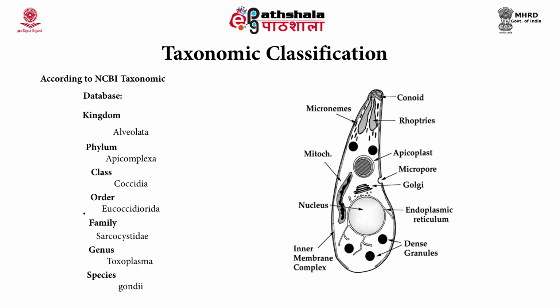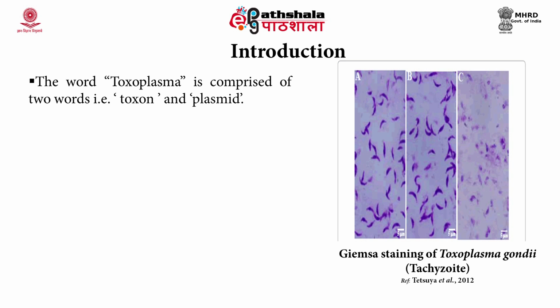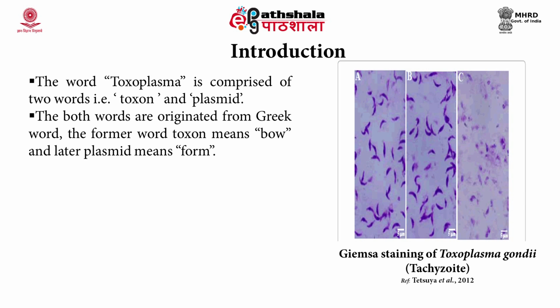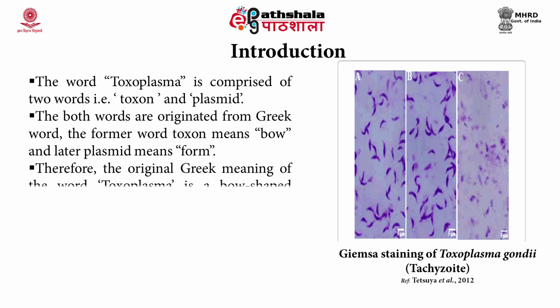First of all, now we will discuss the taxonomic classification of Toxoplasma gondii. According to the NCBI taxonomic database, Toxoplasma gondii comes under the kingdom Alveolata and phylum Apicomplexa, class Coccidia, and genus Toxoplasma, species gondii. The word Toxoplasma is comprised of two words, toxon and plasma. Both words originated from Greek. The former word toxon means bow and the latter plasma means form. Therefore, the original Greek meaning of the word Toxoplasma is bow-shaped organism.